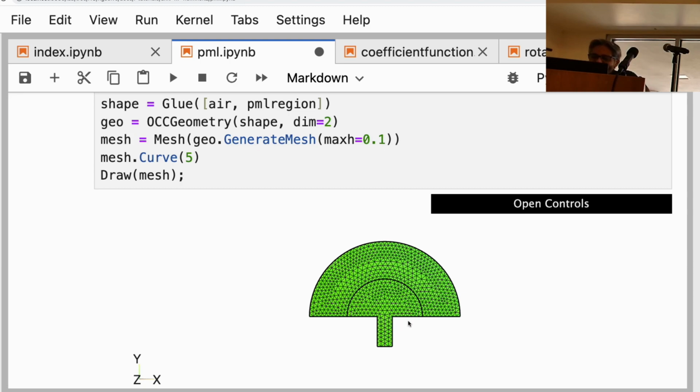This is air. It's just an opening where the waves enter, and then waves go out, and all of this is air, even though it looks like a mushroom. And outside of this area is going to be the PML. The area of the PML is set.